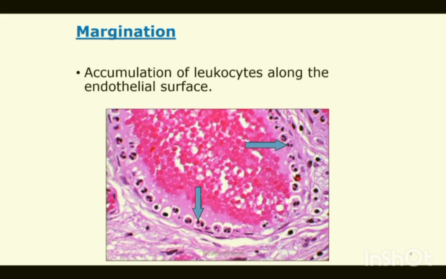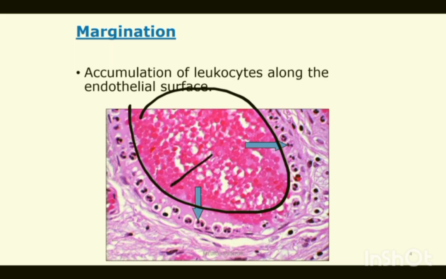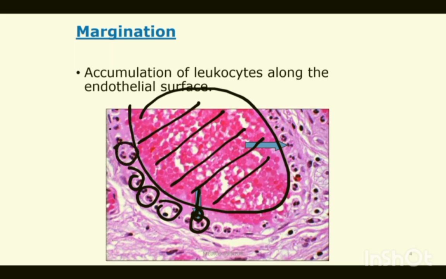Now this picture shows the accumulation of the RBCs which are forming the rouleau, and since the RBCs occupy the central axis of the venules, that is going to push the neutrophils towards the margin of the venules, which is called margination.